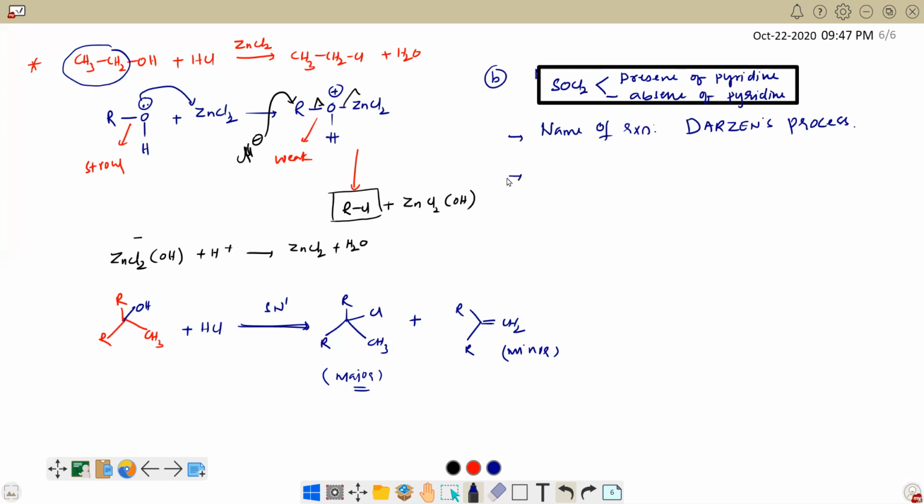And what is the advantage? Best method. Sir, Darzens' process is both absence and presence? Sorry? Sir, Darzens' process is called when it is in presence of pyridine. Yeah. Generally SOCl2 is Darzens' process. Okay. Best method to convert alcohols to alkyl chlorides.